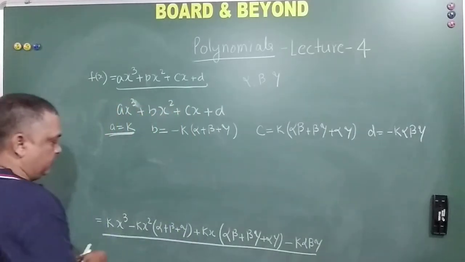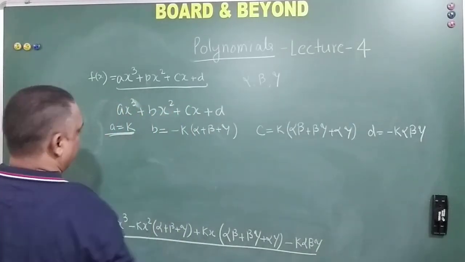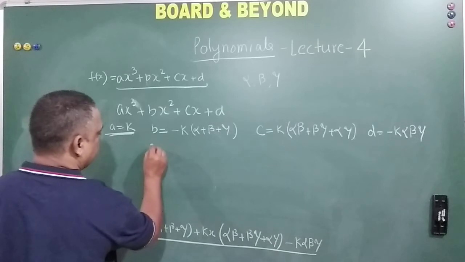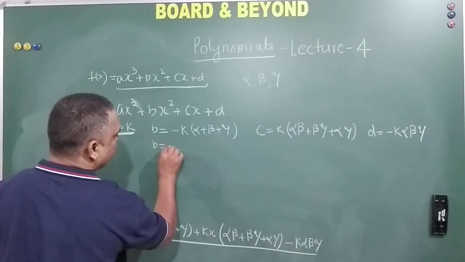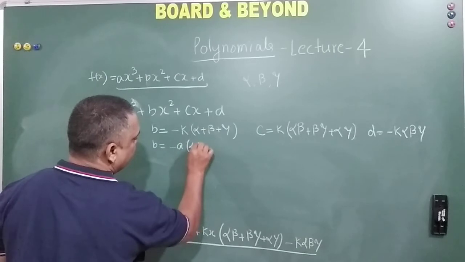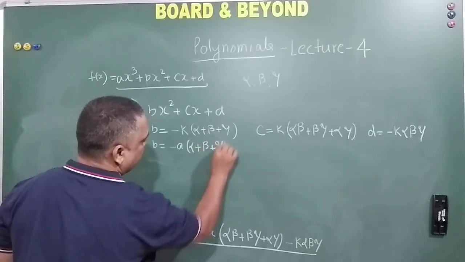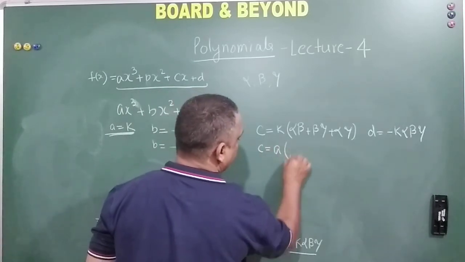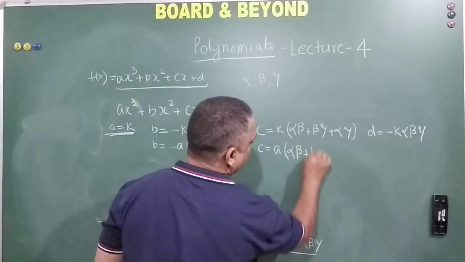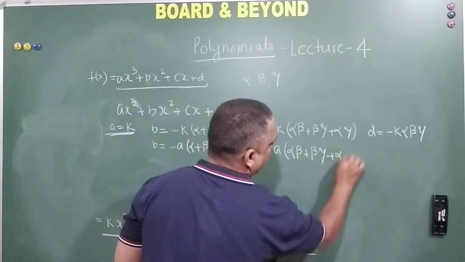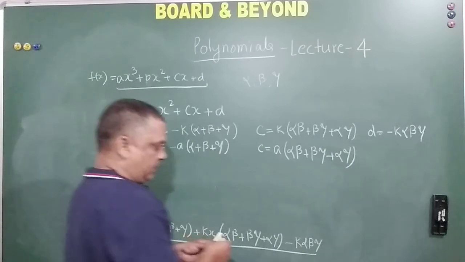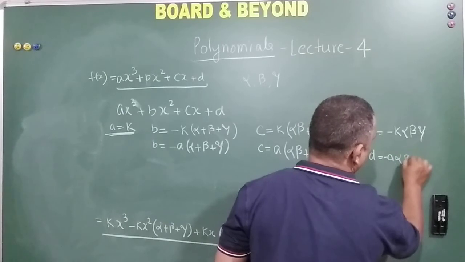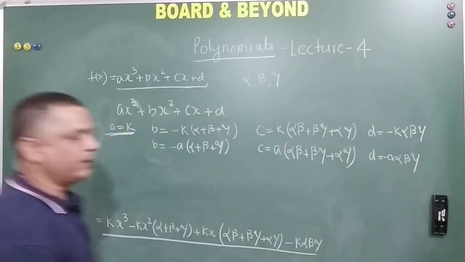Right? Now what happens is, since a is equal to k, I substitute it here. So b is equal to minus a into alpha plus beta plus gamma. Okay, here c is equal to a into alpha beta plus beta gamma plus alpha gamma. Okay, here d is equal to minus a into alpha beta gamma. Okay, right?